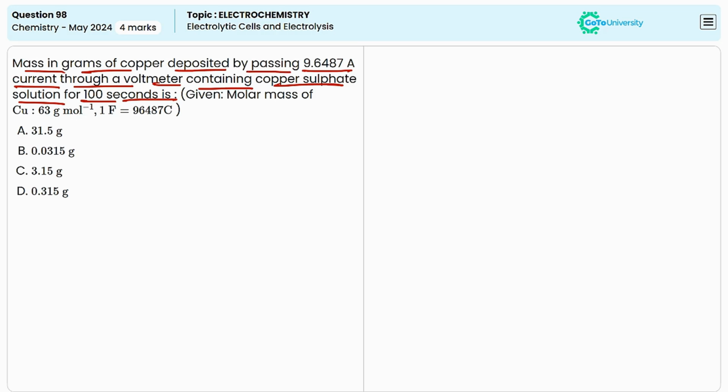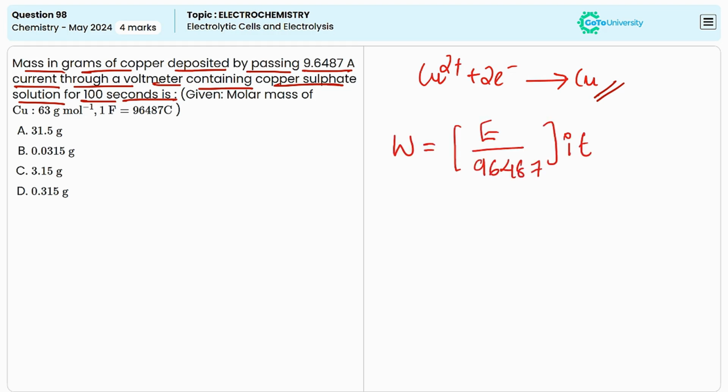Cu2+ ions from copper sulfate solution will undergo a reduction reaction and produce copper metal. We have the equation to find the mass of substance deposited at the electrode, that is W is equal to E divided by Faraday's constant, multiplied by I into T.